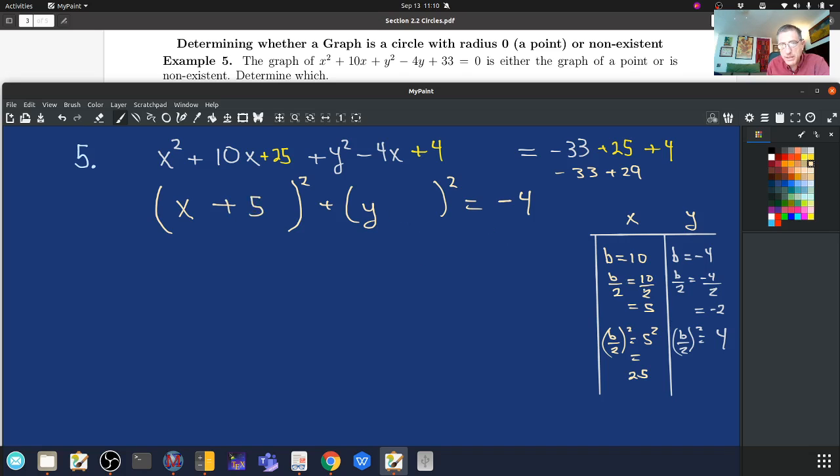And for the y side, I take the b halves value, which is minus 2. So that's my general equation. X plus 5 squared plus y minus 2 squared is equal to minus 4. So minus 4 is equal to what r value squared? Well, I have to take the square root of 4 sides. So this is actually equal to r is equal to 2i.